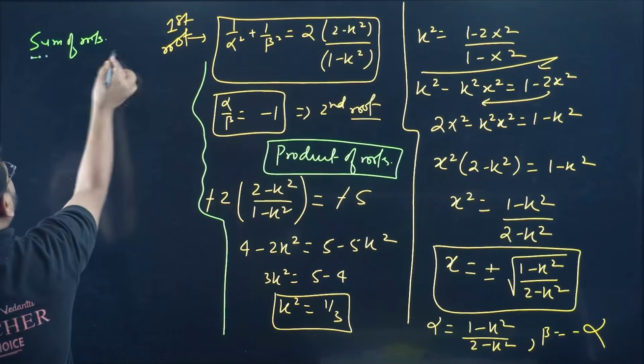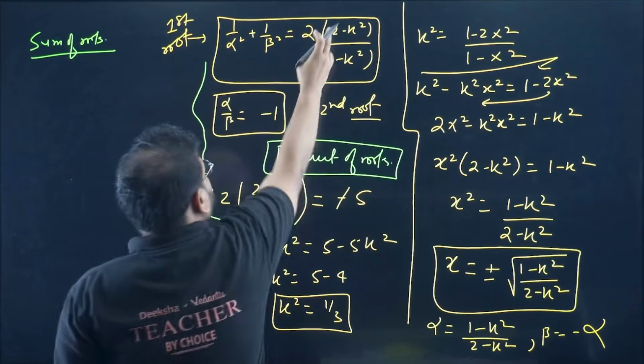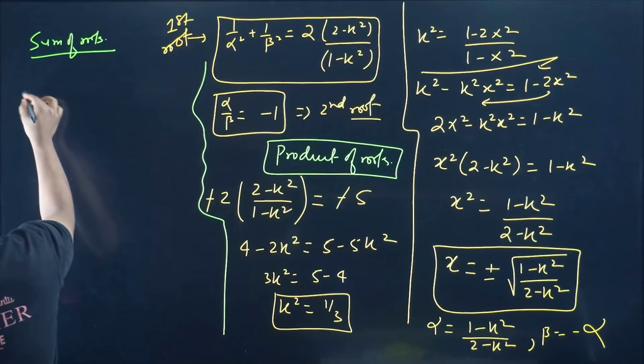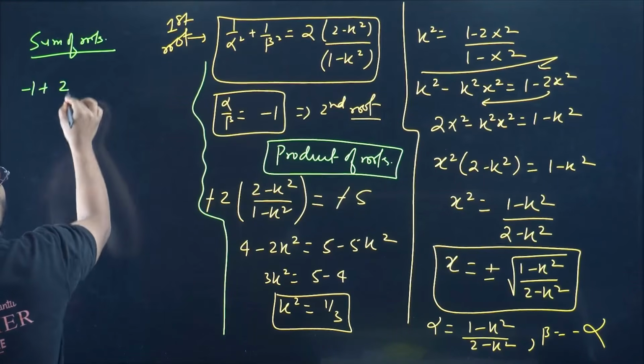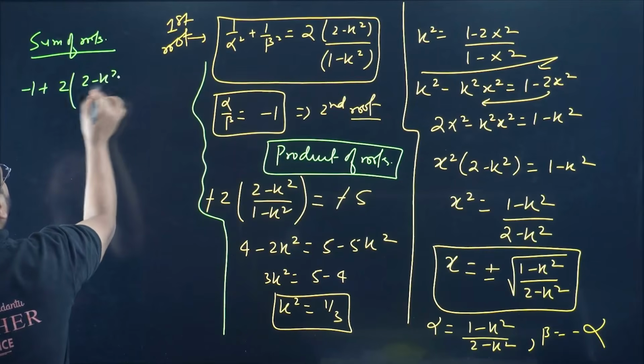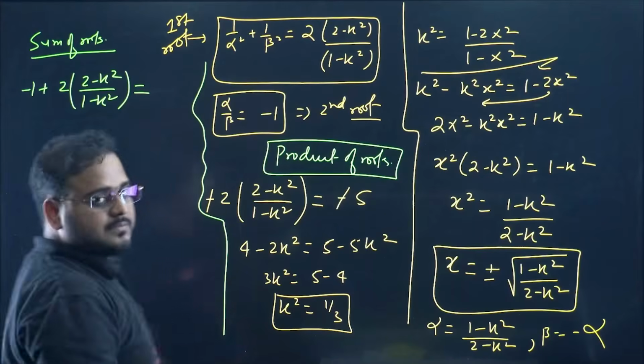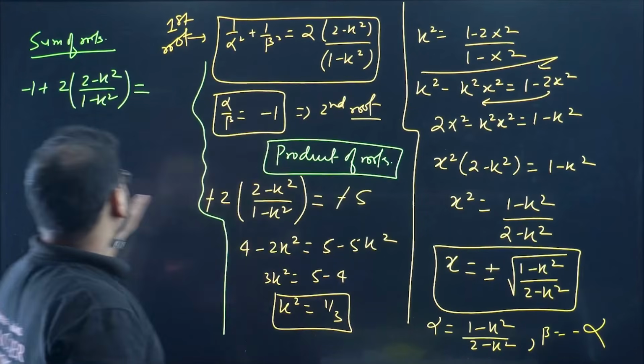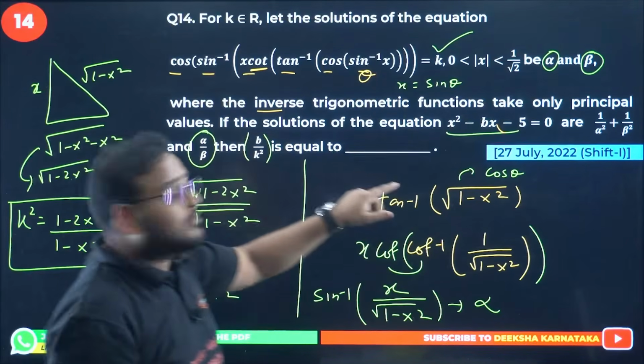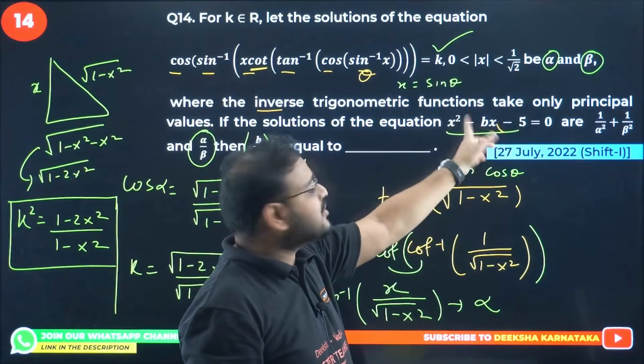What do we get for the sum of roots? First root is this condition, second root is this condition. So we have to add minus 1 to 2 times of 2 minus k square upon 1 minus k square. This is my sum of roots, adding both the roots. And this is equal to the negative of the coefficient of x. So we get minus of minus b.